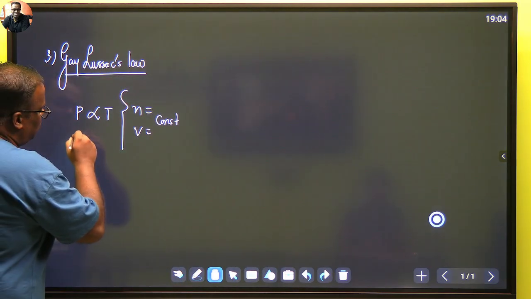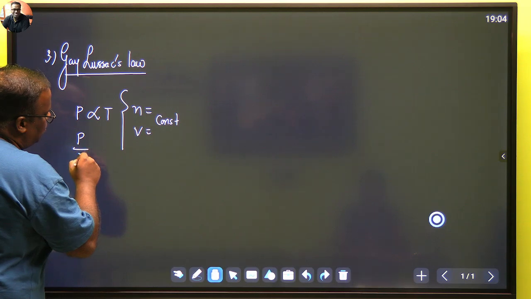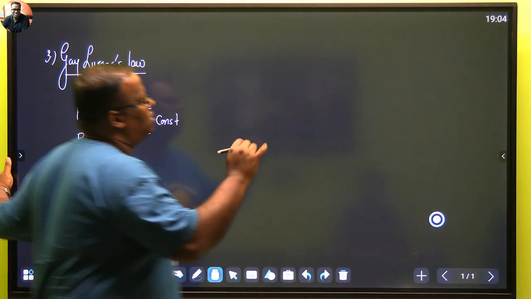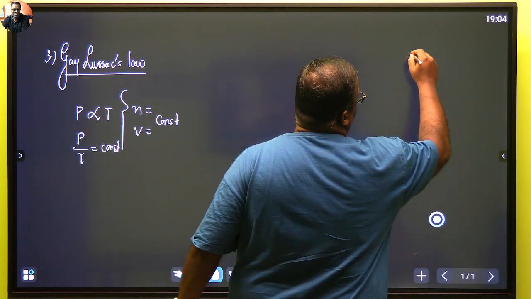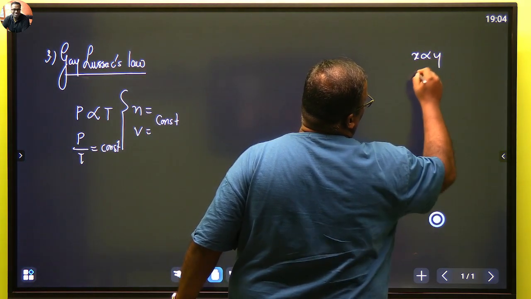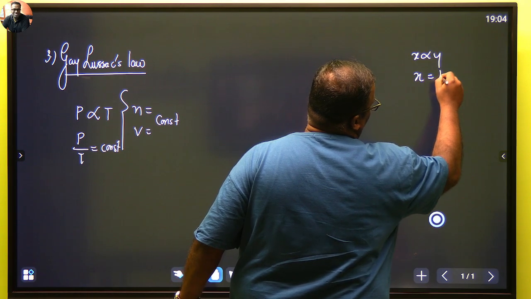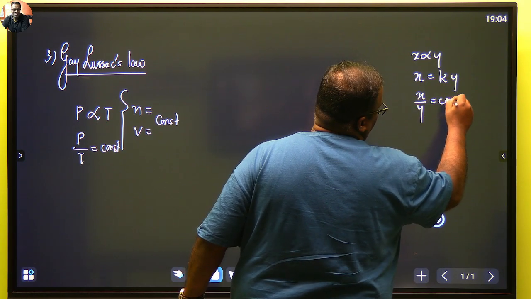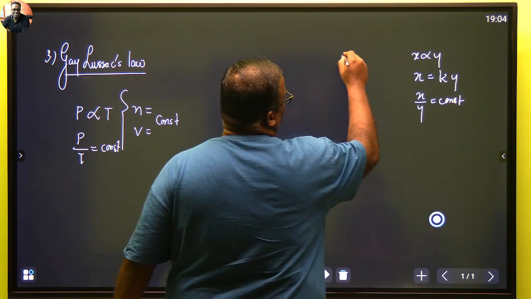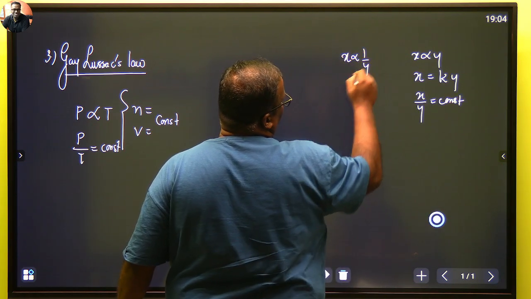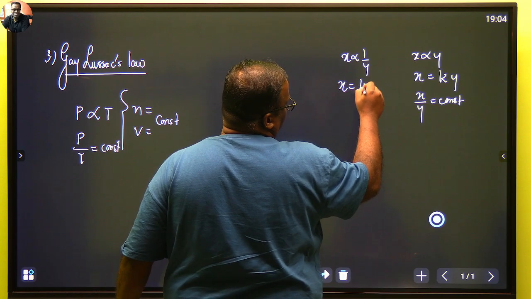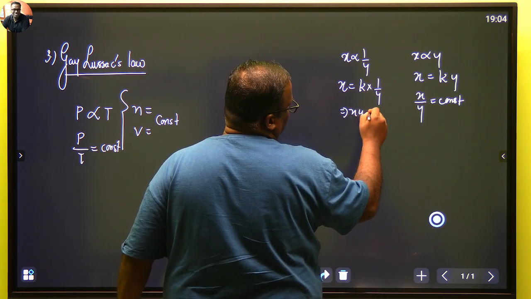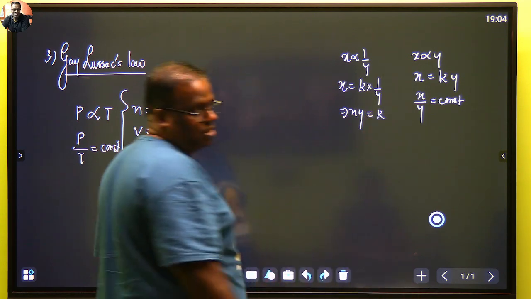So the expression we are going to get from here is P over T will be equal to constant. Children, I hope you know this simple thing in mathematics. If x is directly proportional to y, x can be written as some constant k into y, which means x over y is equal to constant. And if we say that x is inversely proportional to y, that means x is equal to some constant k into 1 upon y, which means xy as a product is always equal to constant.